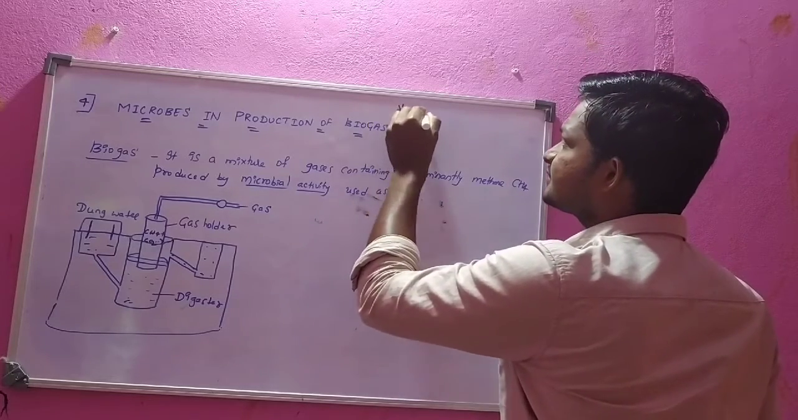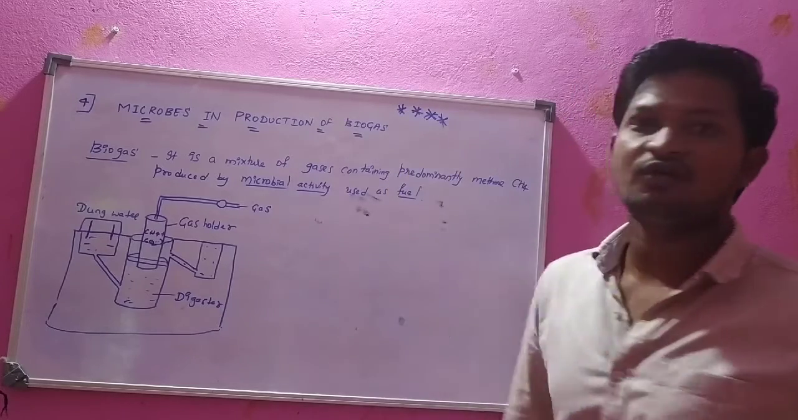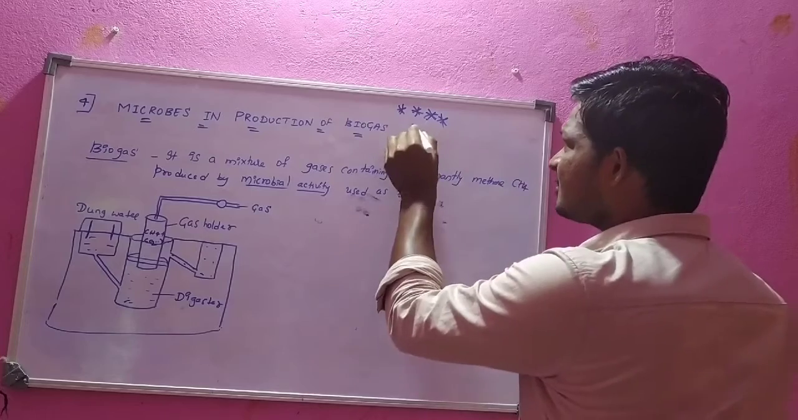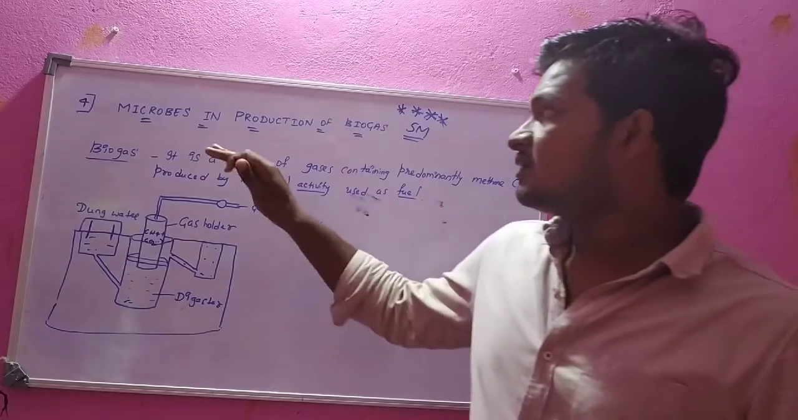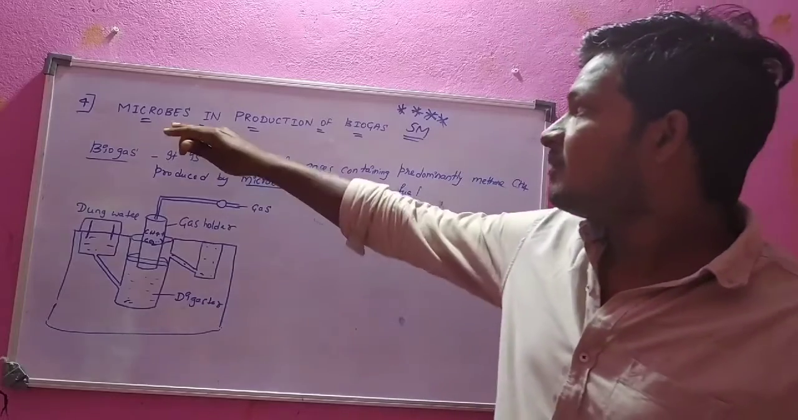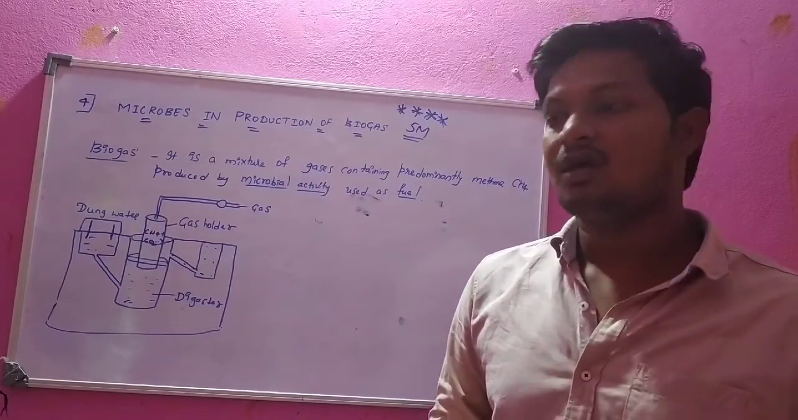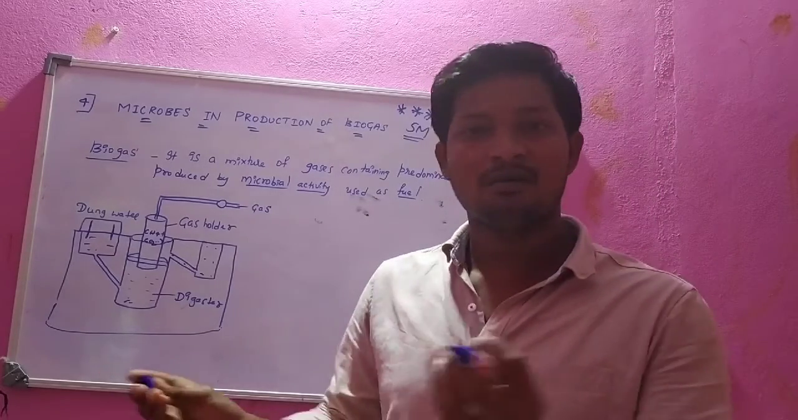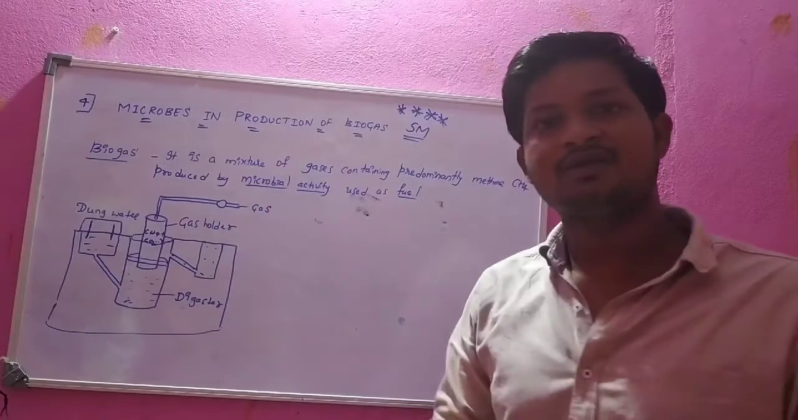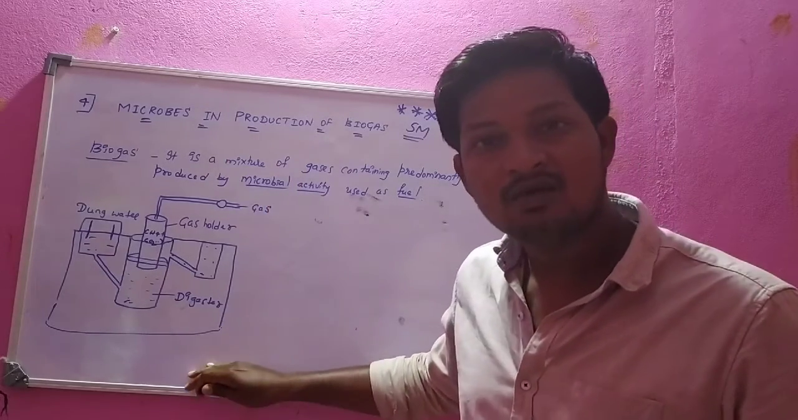This is very important from the examination point of view. It may be asked for 5 marks. The application is microbes in the production of biogas. How these microbes are used in the production of biogas, that one we are going to study with the help of a typical biogas plant.